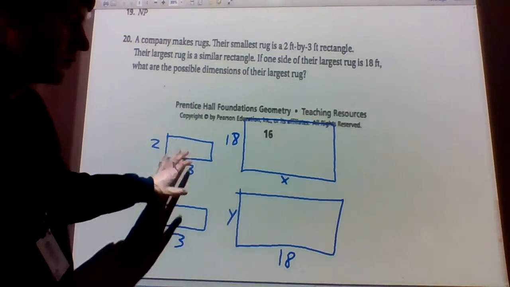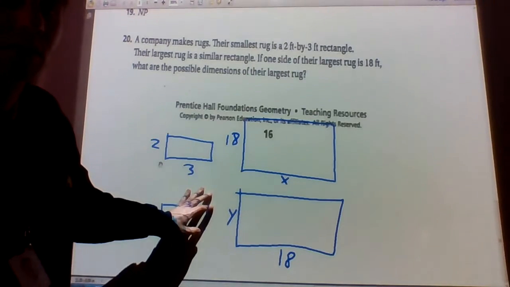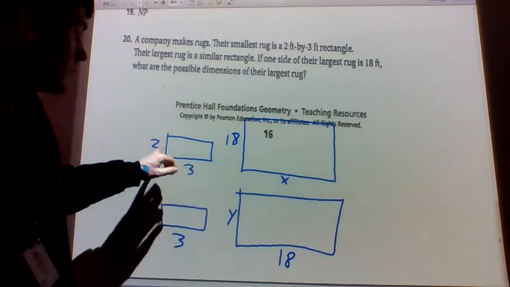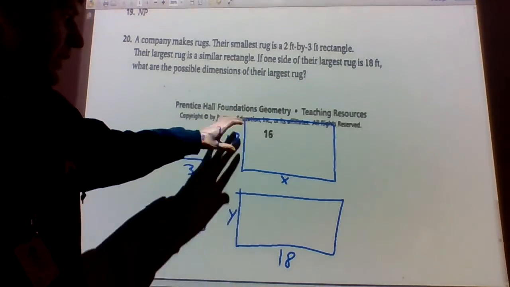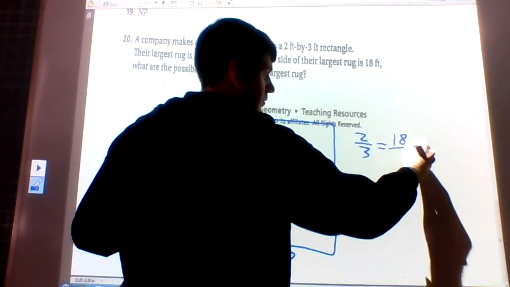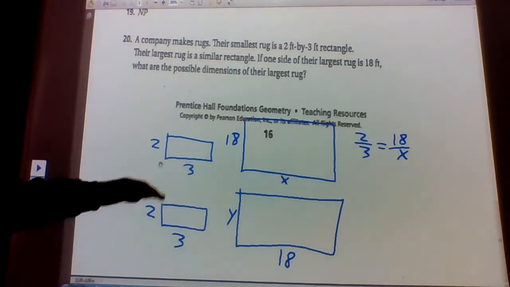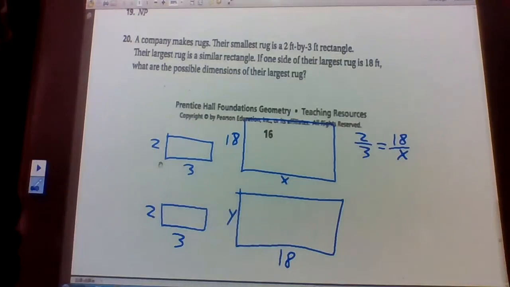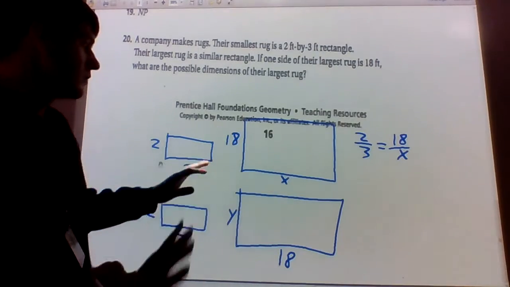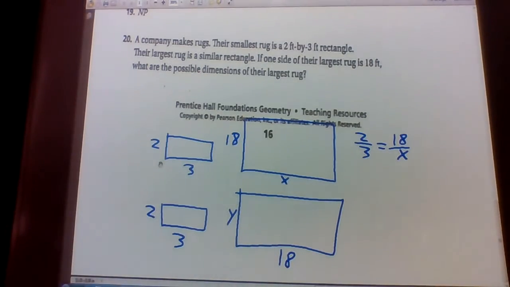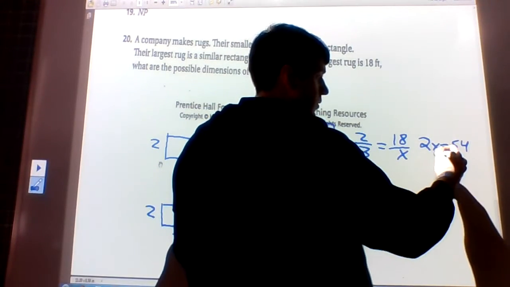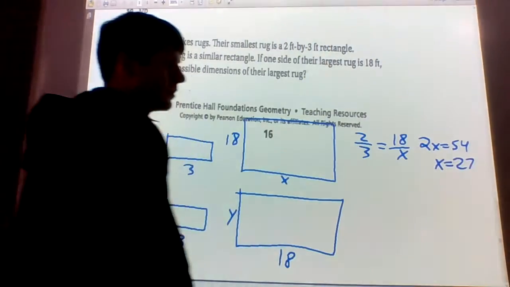And then we can try with it as the long side. Right, so we know it's similar to the smaller rug. They're rectangles. They all have right angles, so angles are congruent. And then sides are proportional. So if we have 2 by 3 and 18 is the short side, we're going to have 2 over 3 equals 18 over x. You could also do 2 over 18 equals 3 over x, or 18 over 2 equals x over 3, or x over 18 equals 3 over 2. All those would work. When you cross multiply there, you're going to get 2x equals 54. Divided by 2, x is going to be 27.